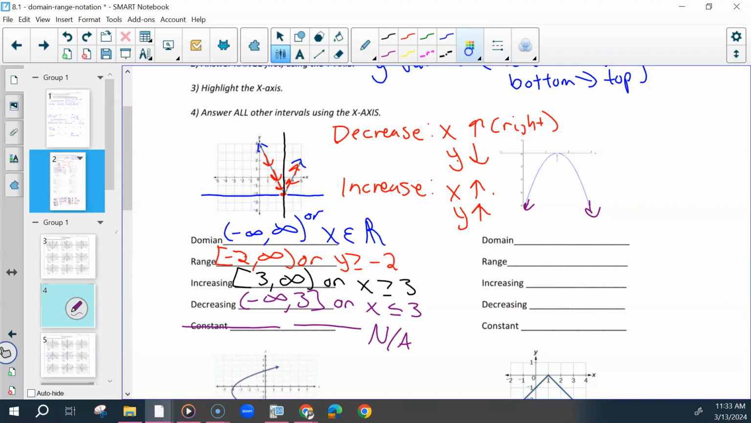So it's going to go past that point. Where would this one start on your x values if this kept going down and left? Negative infinity. And where would that end if that kept going down and right? Positive infinity.